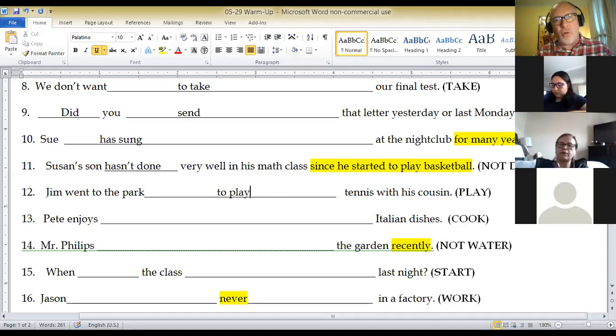Why did you go to the store? To buy some eggs. Why are you taking this class? To improve my English. Why did Jim go to the park? To play tennis with his cousin, right? That's called the infinitive of purpose, right? We have an action and then we have a goal, right? So I am saving money to buy a house, right? Action, goal. So infinitive.